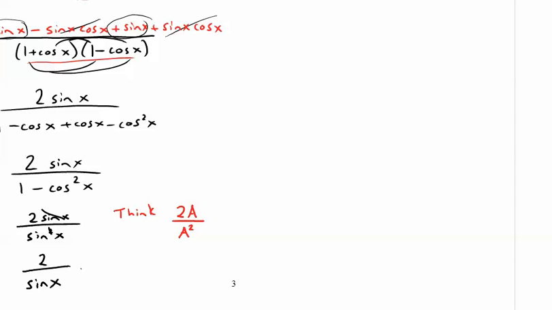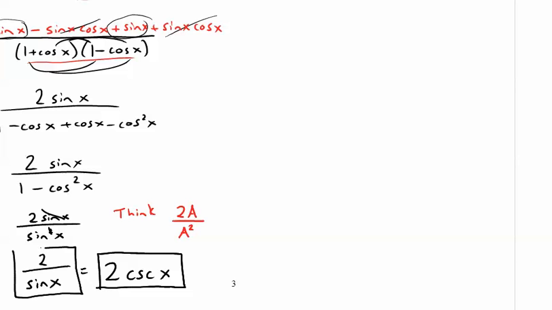And if you're really clever, you'd see that that's actually the same as 2 cosecant x, because 1 over sine is the same as cosecant. Hey, you can also leave your answer like this. They're both equally simple in my view.